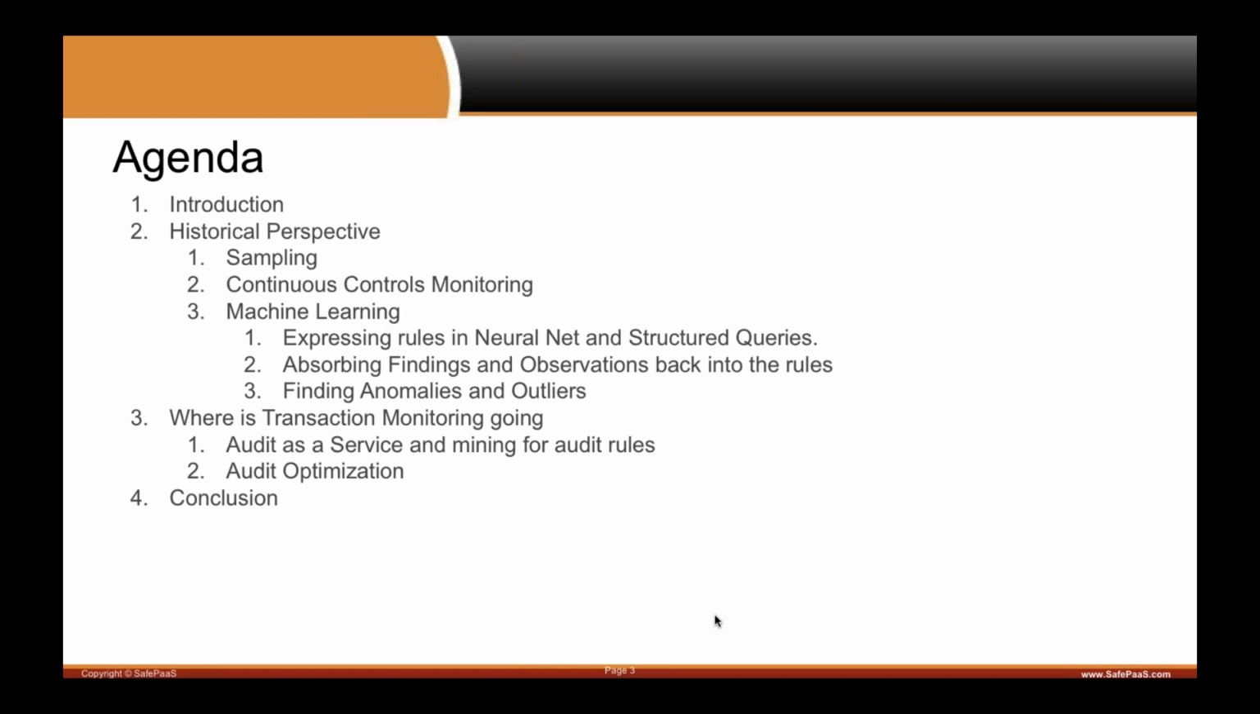Look at how we absorb findings and observations back into a learning model, looking at how we need to keep an eye on anomalies and outliers, and then we'll look a little bit into the future on where transaction monitoring is actually going, looking in particular at the advantages that those that provide audit as a service have in the data mining to actually find out patterns, as well as where we think the service is going in terms of audit optimization. And then we'll round out with the conclusions that we've found in this area of transaction monitoring. Next slide, please.